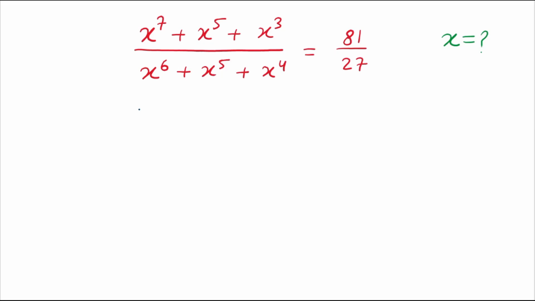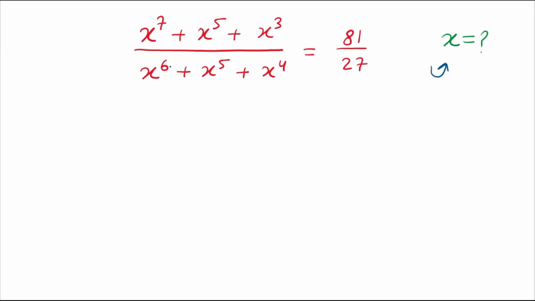Hello students, in this video we are going to solve a nice algebra problem. We have (x^7 + x^5 + x^3) divided by (x^6 + x^5 + x^4), and this is equal to 81 over 27. Here we need to calculate all possible values of x.